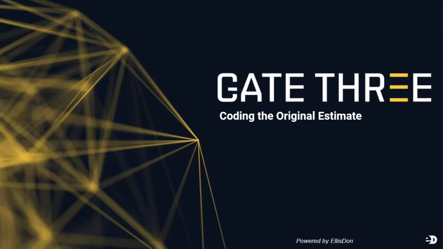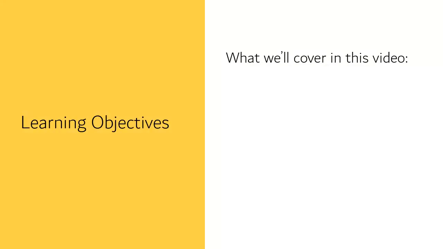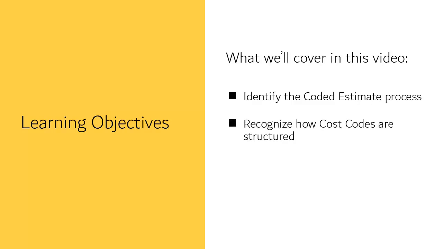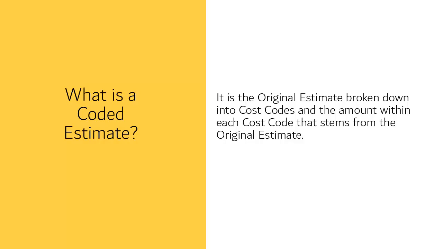This video will provide a high-level overview of coding the original estimate. By the end of this video, you will be able to identify the coded estimate process, recognize how cost codes are structured, and utilize EllisDon's best practices on coding the estimate. The coded estimate is the original estimate broken down into cost codes and the amount within each cost code that stems from the original estimate.